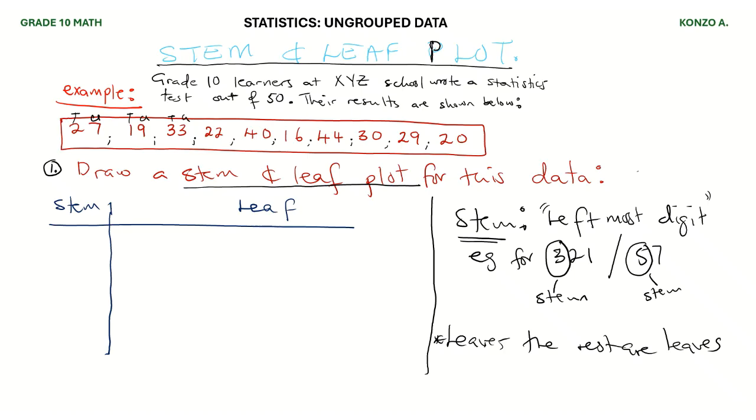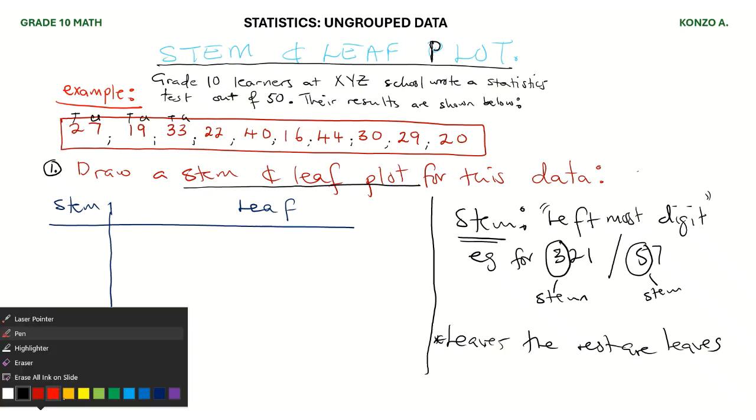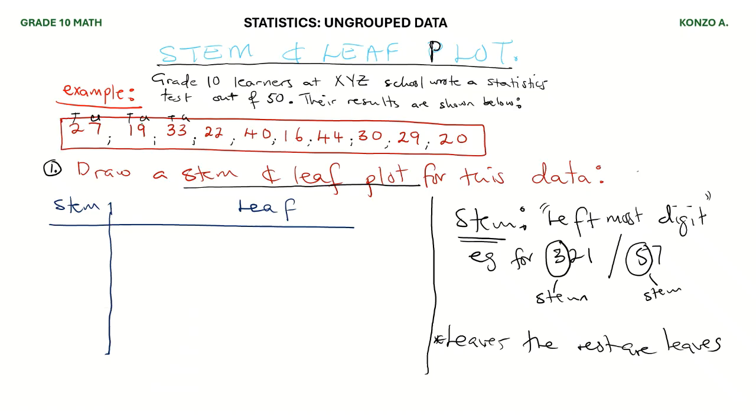Now I need some kind of color coding here to help me. So I've got this one, which has a smaller stem, that one, which has a stem of 1. So those two have a stem of 1. I can now come here and write 1 for the stem, and then I'm going to add the leaves of these two stems in ascending order.